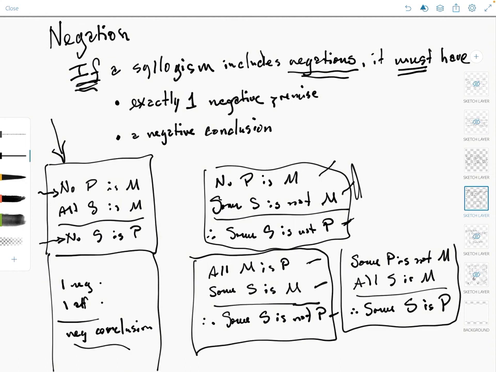All right, now let's look at this last example. Some P is not M, all S is M, therefore some S is P. Again, does it trigger the rule? Yes, there are negations in this syllogism. Does it have exactly one negative premise? Yes, the major premise is negative. The minor in this case is affirmative. But does it have a negative conclusion? No, the conclusion is not negative. So it violates the rule, this time by not having a negative conclusion.